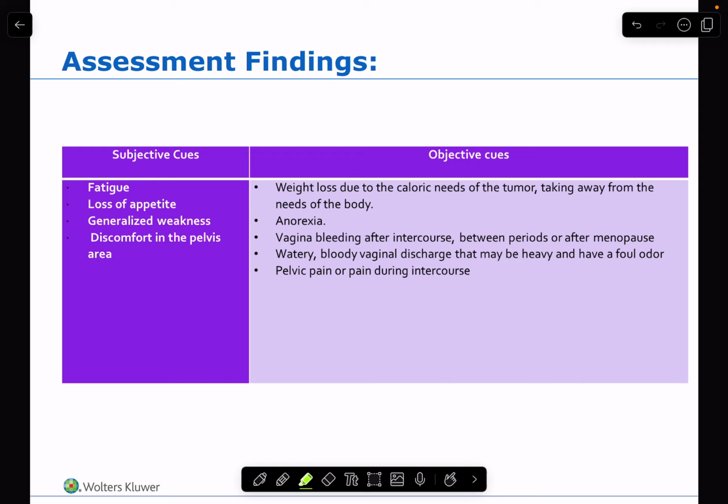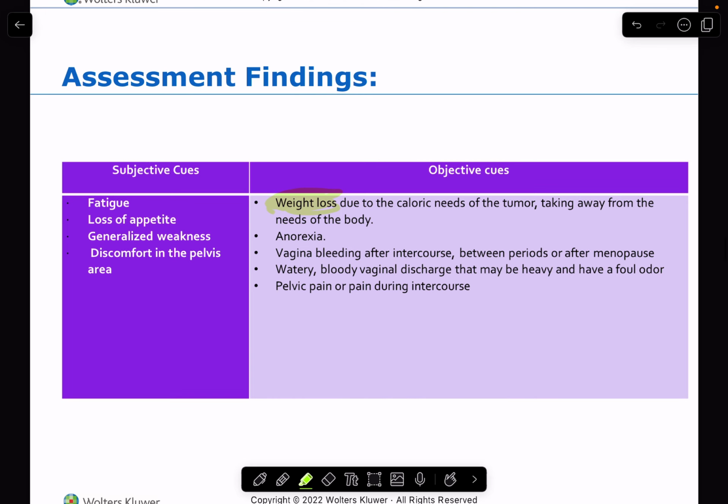Objective cues, so we can assess that the person might be suffering from weight loss. So we have already discussed why patients with cancer suffer from weight loss, no? It's because the tumor steals the sugar that is supposedly utilized by the healthy cells. So they are strong competitors. They compete with the healthy cells by getting too many nutrients from the food that the person eats. Anorexia or loss of appetite, vaginal bleeding or vaginal bleeding after intercourse.